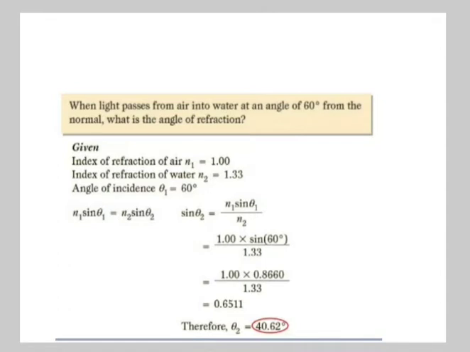So when light passes from air into water at an angle of 60 degrees from the normal, what is the angle of refraction? Here is one example. The index of refraction N1 is 1, the index of refraction N2 is 1.33, and the angle of incidence theta 1 is 60 degrees. Now we have the equation N1 sin theta 1 is equal to N2 sin theta 2, so we can find sin theta 2, that is the theta value in degrees.